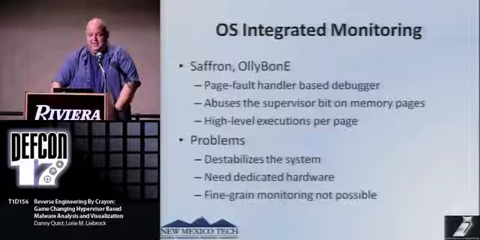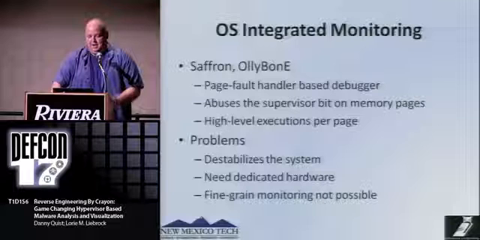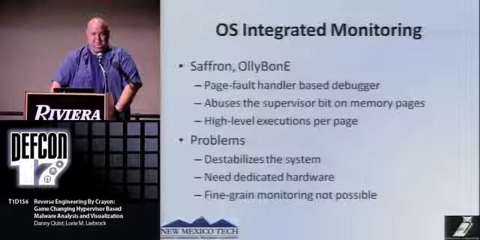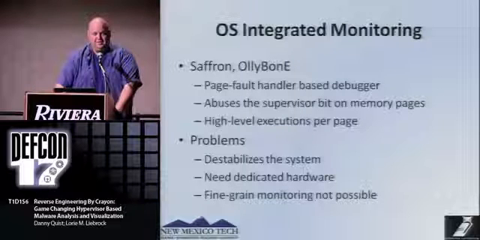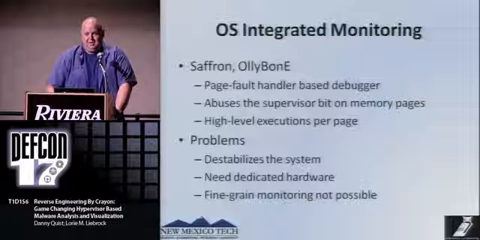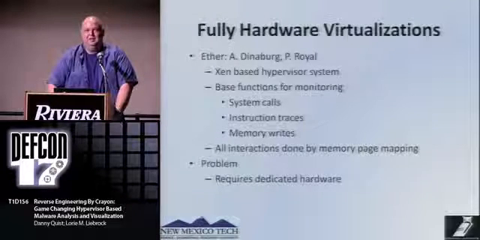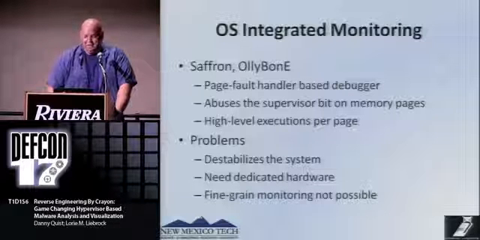Okay, so OS integrated debugging. This is Saffron and Ollybone. Both of these systems abuse the page fault handler and set a supervisor bit on running pages so that you can actually get some sort of idea of the execution inside of there. The problems with these, and one of the problems I had with Saffron, is it destabilized the system. It was very good at unpacking something once, but if you wanted to run the system or do anything else with it, you basically had to reboot and do the process again. So it wasn't very flexible for implementing an automated unpacking system. The other problem is that you couldn't actually do any sort of fine-grained monitoring. You basically got things on the page boundaries.